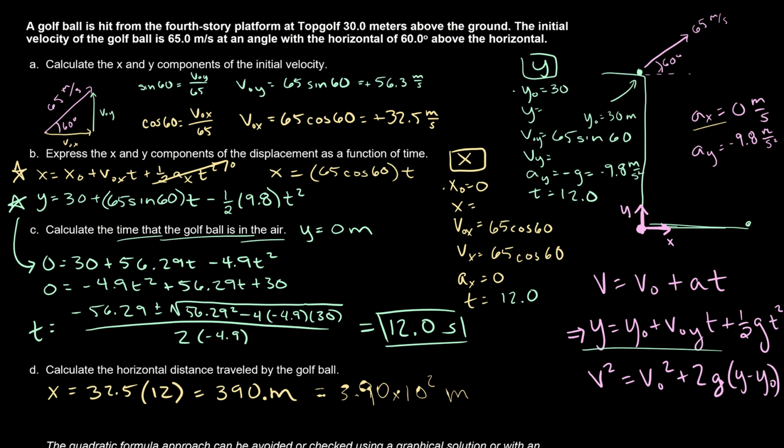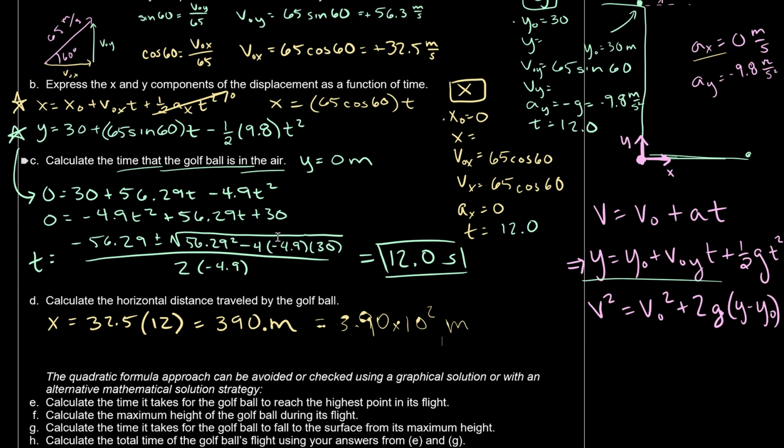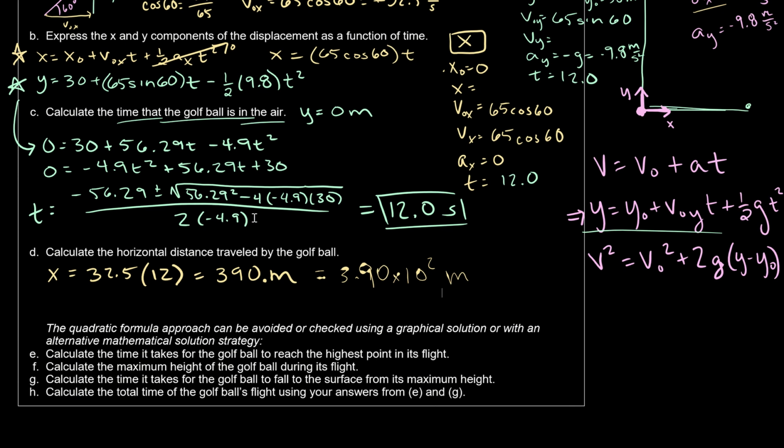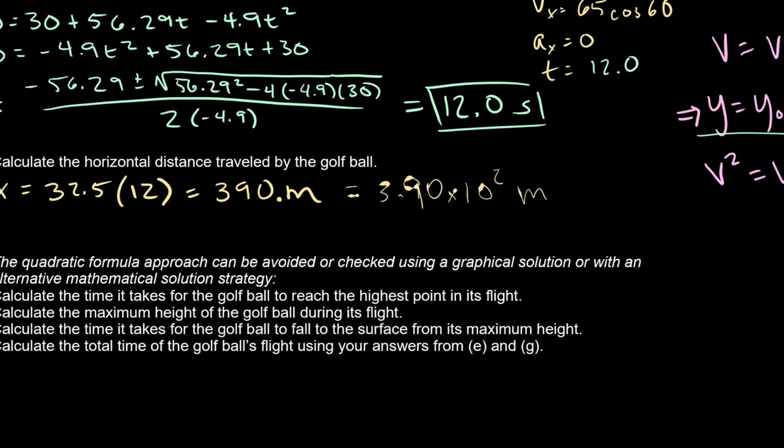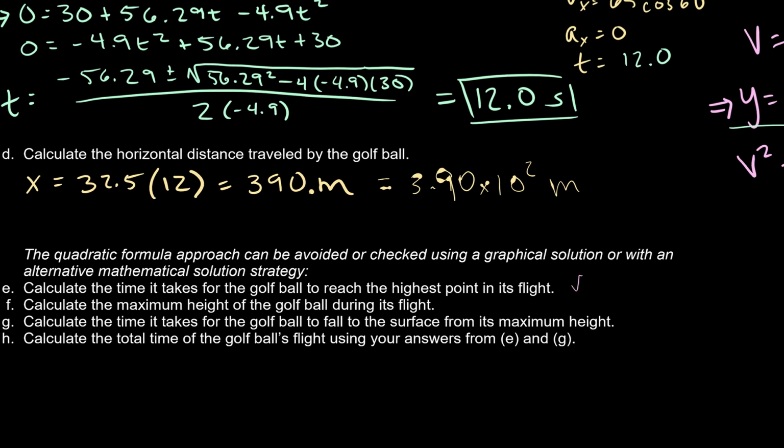So the rest of the problem, there are actually a couple more parts, and really it just takes you through solving this problem in a different way so that you do not have to use the quadratic formula if you don't want to. So you could alternatively calculate the time it takes for the golf ball to reach the highest position in its flight. We know that at the highest position, Vy equals 0 meters per second.